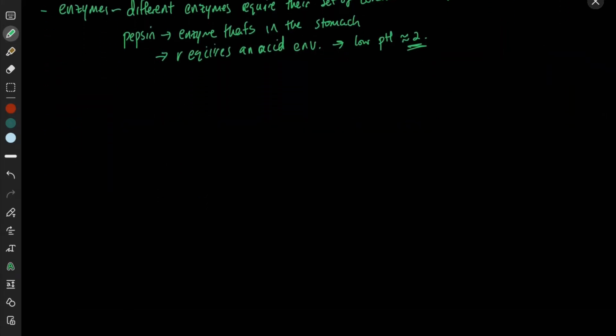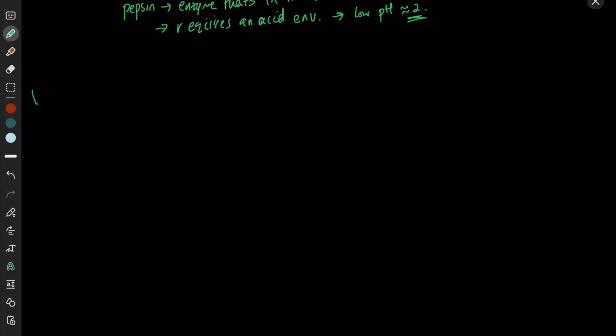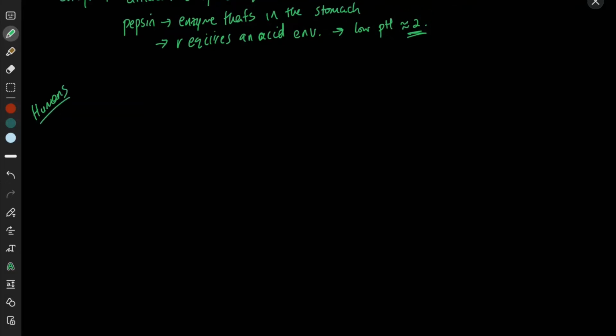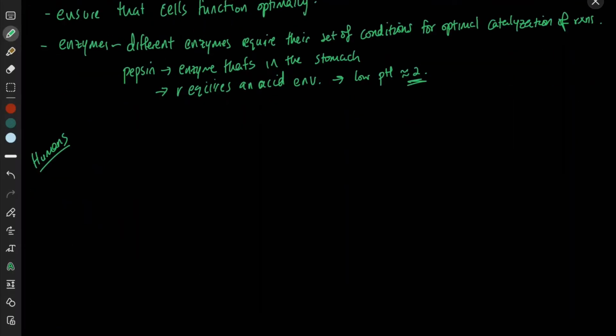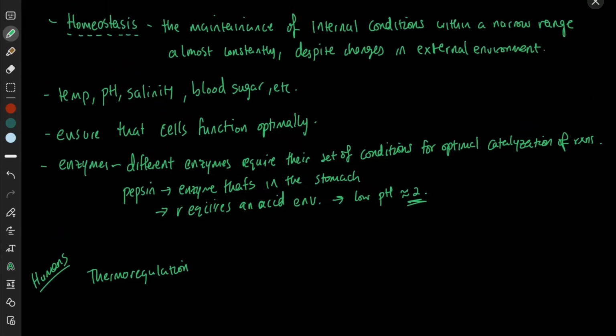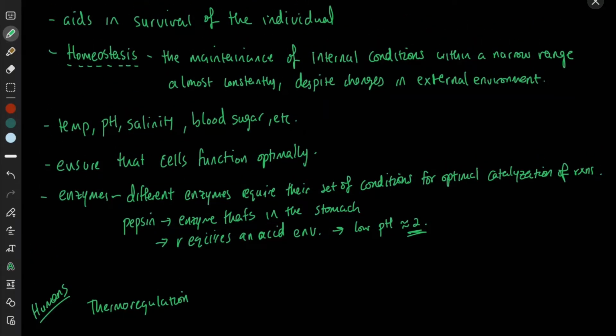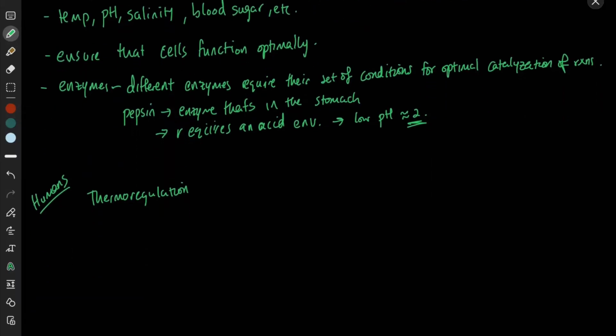So now let's look at one example of how our body, so again, this is with respect to humans, maintains homeostasis with respect to temperature. And this is known as thermoregulation, right? So what is thermoregulation? Well, it's homeostasis, which is the maintenance of internal conditions within a narrow range almost constantly despite changes in the external environment. But thermoregulation is with respect to temperature, so it's to regulate internal temperature. Our bodies are usually around 36.5 to 37 degrees Celsius, right? That's the narrow range that our bodies aim to keep the body temperature at.